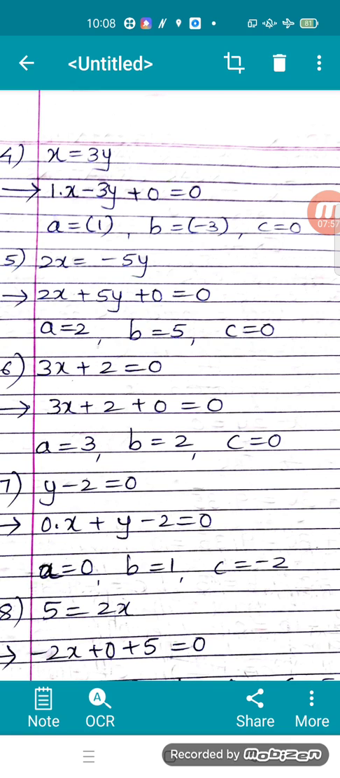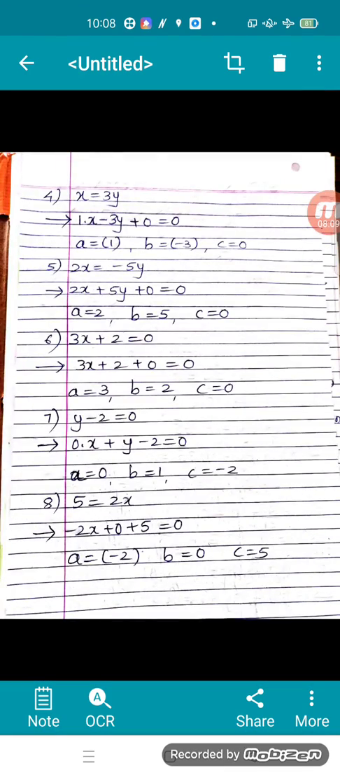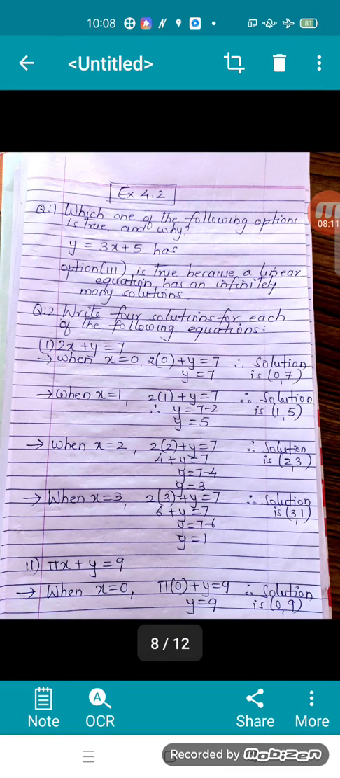Seventh, y minus 2 is equal to 0. So the x variable is not there. 0 times x plus y minus 2 is equal to 0. Accordingly write down a, b, c. And the eighth one also I have written. So now we move to exercise 4.2.